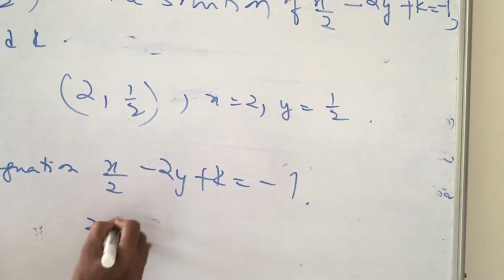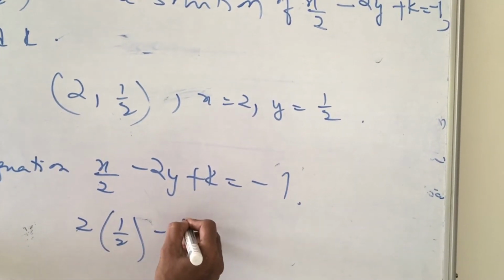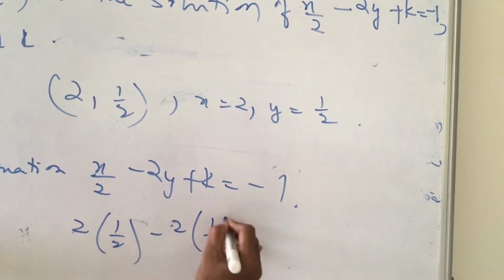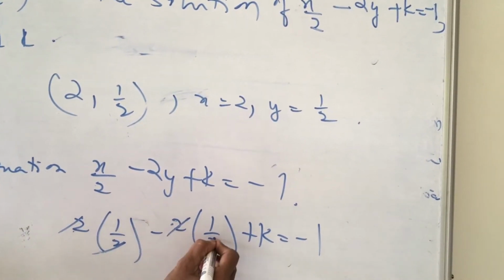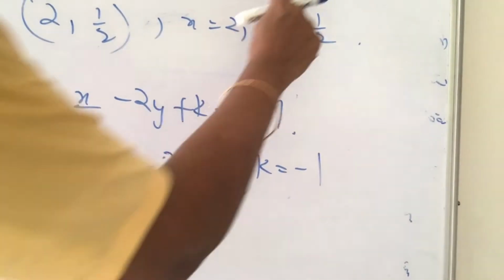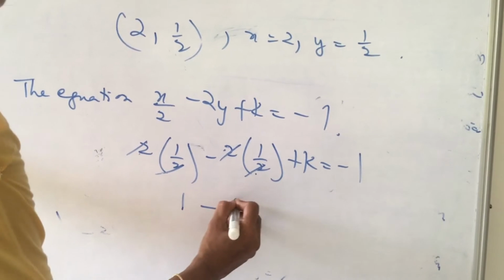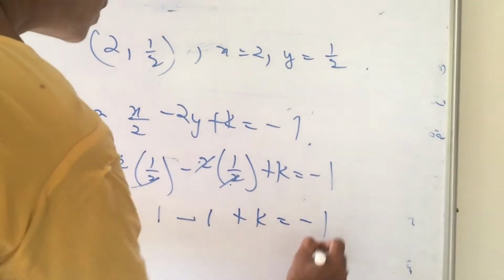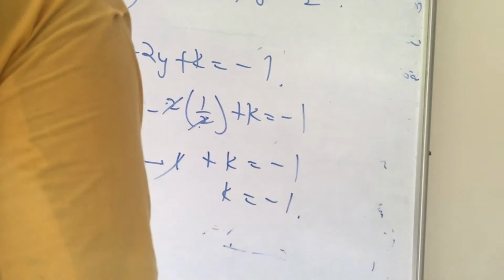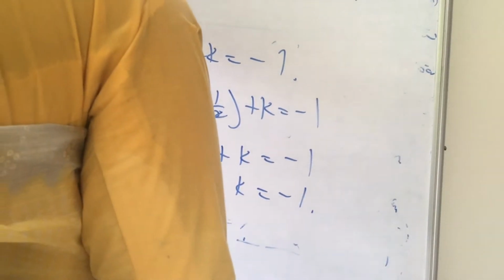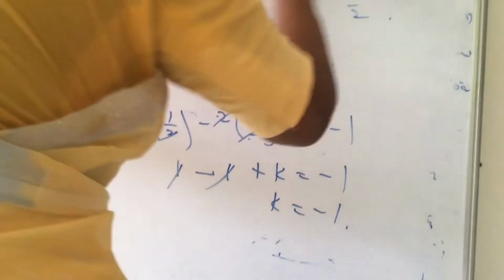Substitute your values. In the place of x, 2. In the place of y, what are you going to substitute? 1 by 2. 2 and 2 will get cancelled, children. x is equal to 2, y is equal to 1 by 2. 1 minus 1 plus k is equal to minus 1. 1 and minus 1 will get cancelled. Therefore, k is equal to minus 1. Hope you followed.